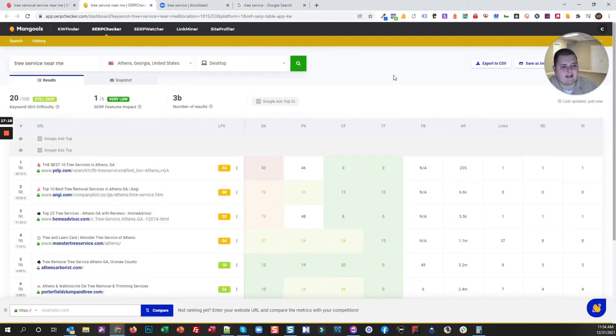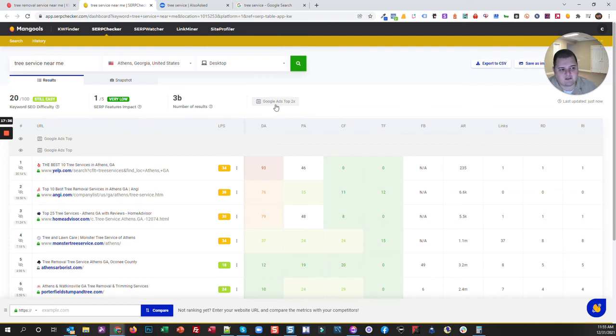It gets you all of them. But if you were to go in here, you can analyze this and you can see a couple of different really, really cool features. One, you see the keyword difficulty, which was on the last one. Two, the SERP features impact. So your SERP features impact tells you how many additional search engine result page features are in there.